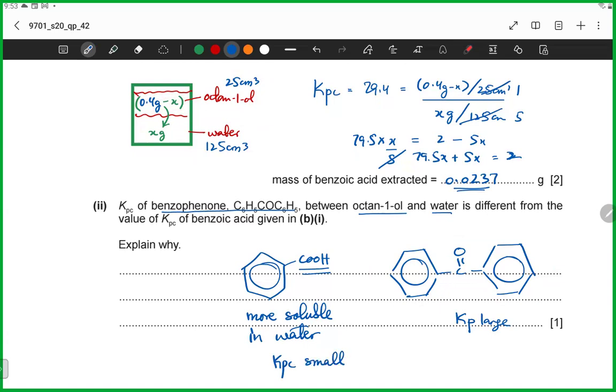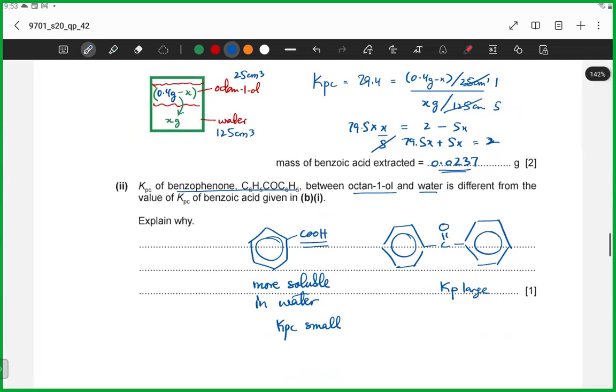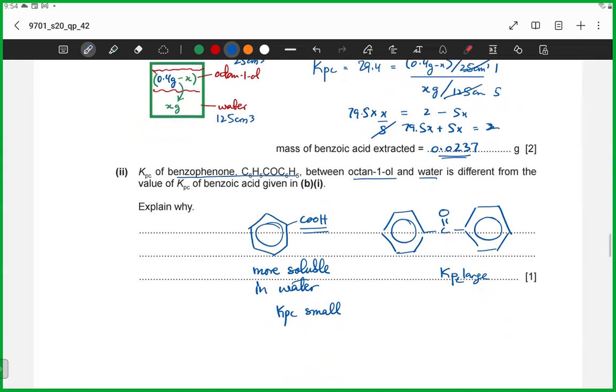But is this all clear? Yes, sir. But I just made the whole question up. They were just looking for a simple answer, which was why are they different? So the reason is that benzophenone has a different solubility in the water layer and the octanol layer compared to the benzoic acid, which is why you're going to have a different KPC value.